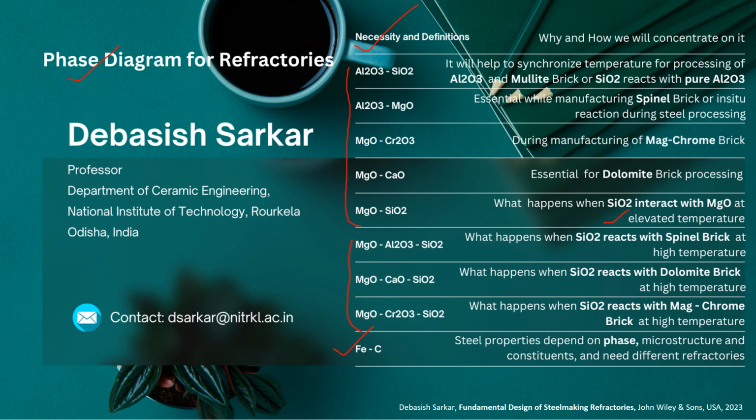Similarly, while any impurity reacts with the pure system, what happens? These 3 diagrams will describe that one. Eventually, the iron carbon diagram is essential since steel properties depend on phase, microstructure and constituents, and different grades of steel manufacturing process are different, and because of that we need different classes of refractories.